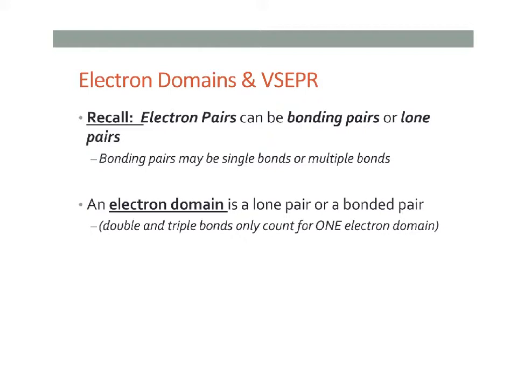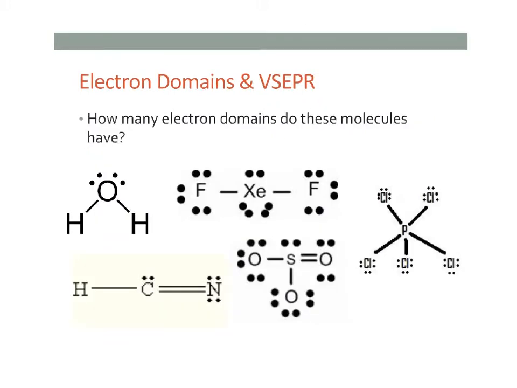Notice that we do not make a distinction between a lone pair or a bonded pair when we're referring to an electron domain. As we go through some examples, remember that double and triple bonds are only going to count for one electron domain. So let's see this in action. On the screen are 5 molecules, and all we're asked to do is determine how many electron domains these molecules have. This is a very easy process, and I'll show you how to do that with the examples. When we're determining how many electron domains a molecule has, we're only looking at the central atom, and that's it. So don't worry about the terminal atoms and any lone pairs they may have.